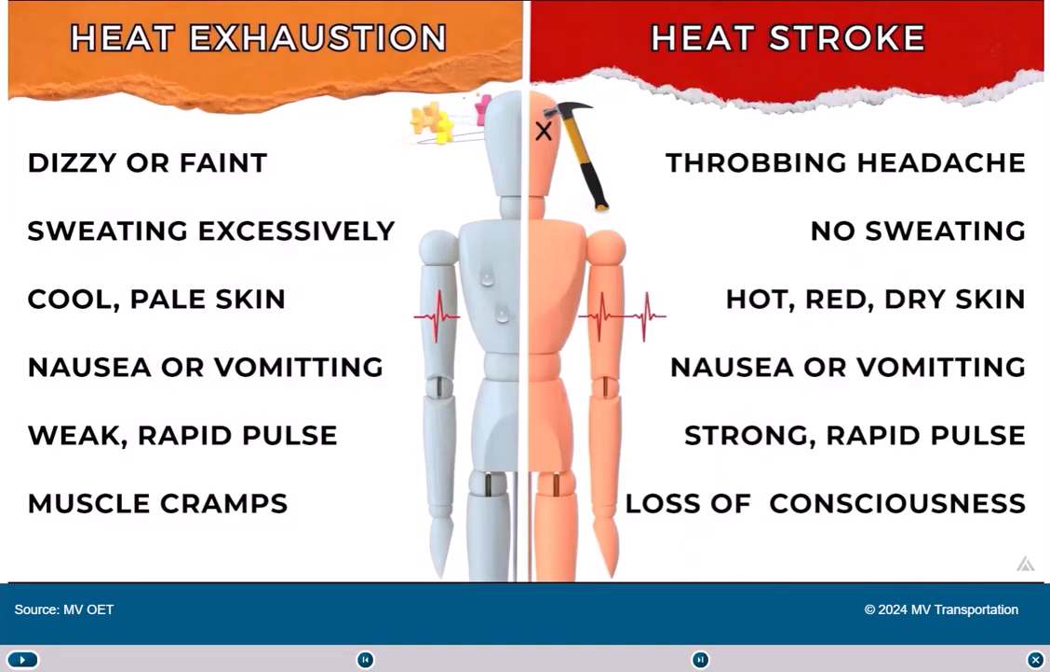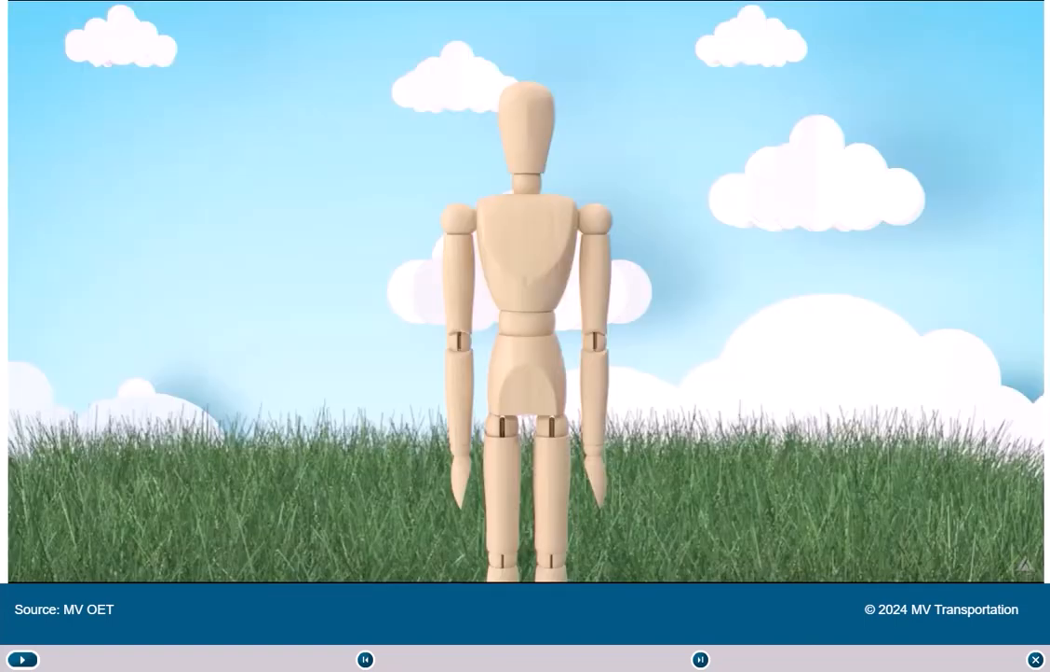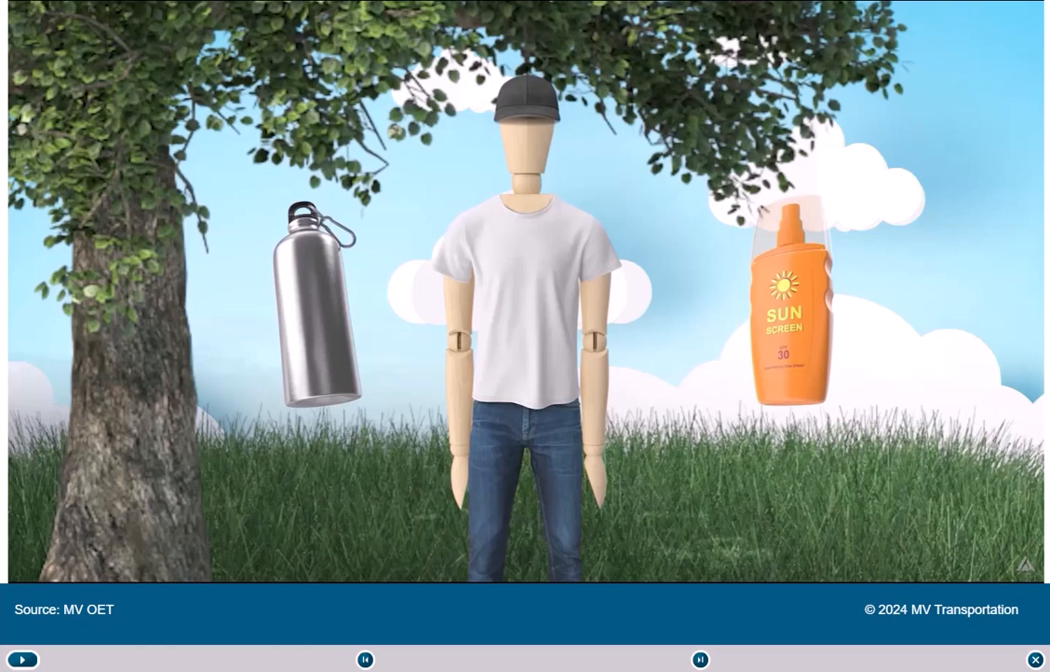Now, none of us want to end up like this with heat exhaustion or heat stroke, so I'm going to give you a few things to do that can help you prevent these scenarios. 1. Plan for warmer weather with how you dress. Use sunscreen and use hats. 2. Pace yourself. Drink water and take breaks in the shade.